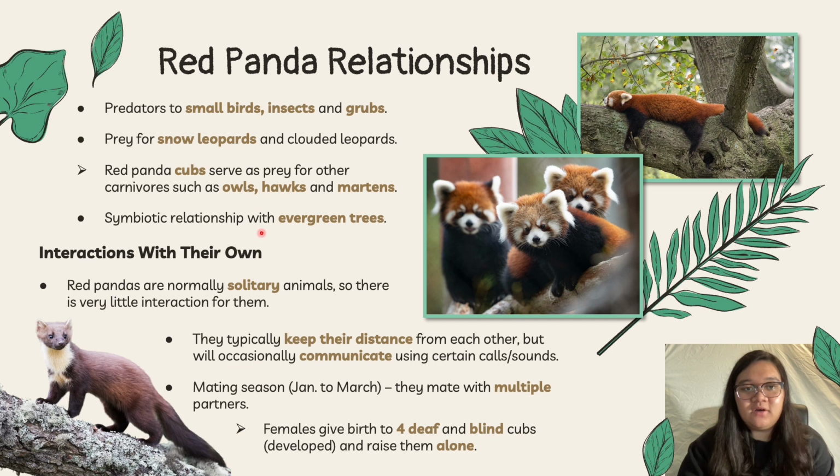And red panda cubs serve as prey for other carnivores such as owls, hawks, and martens. And they also have a symbiotic relationship with evergreen trees. They do live in trees, so that's why they would be symbiotic, because red pandas greatly benefit from these trees while the tree itself remains unharmed.